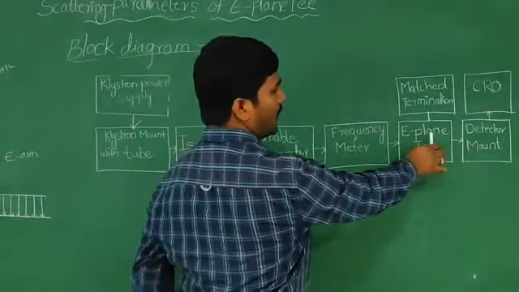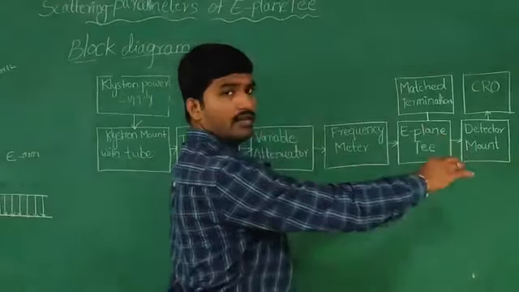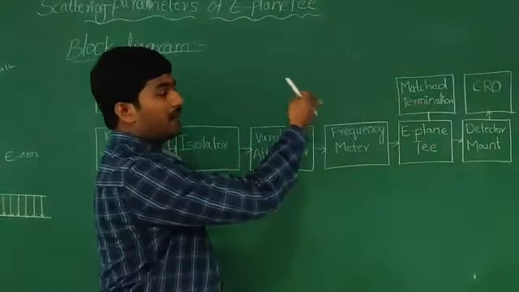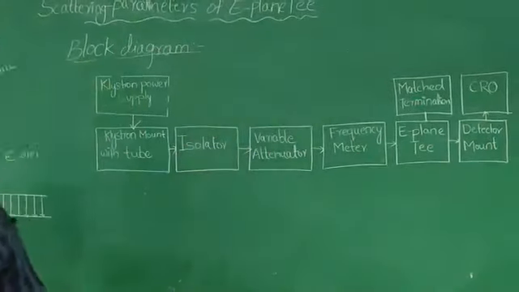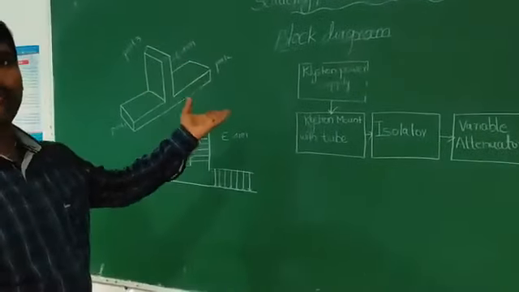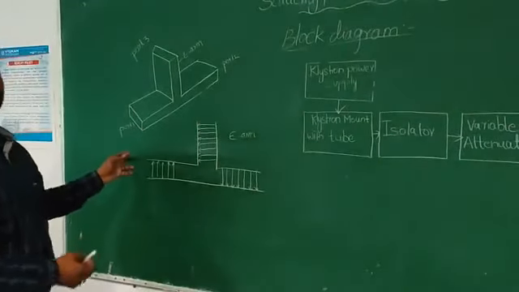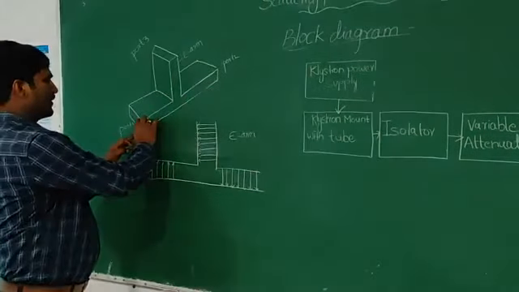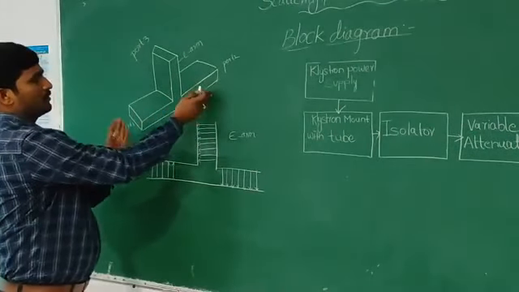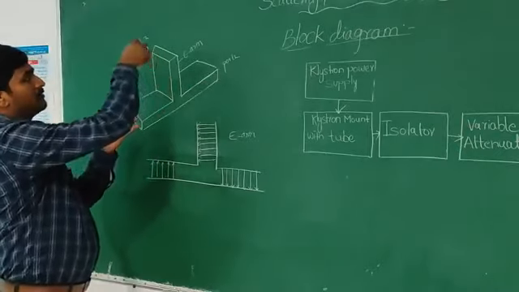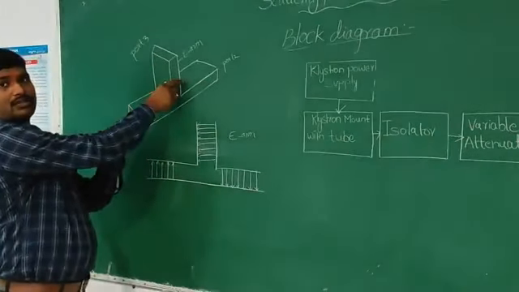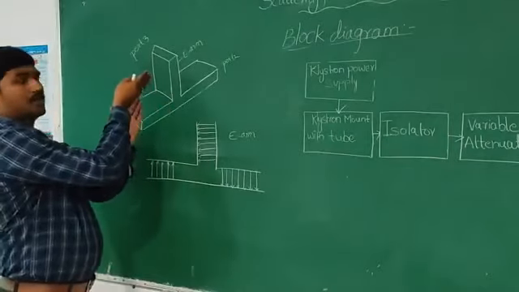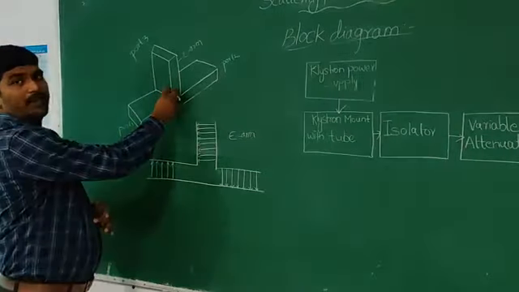Here the main component is the E-plane T. By using the E-plane T, we are determining the S parameters. Coming to the structure of the E-plane T: this is a rectangular waveguide. On the broad side we cut and attach another waveguide, horizontally and vertically, so it's called an E-plane T.